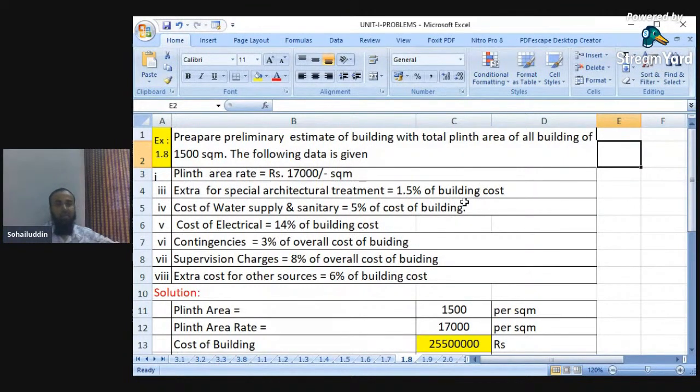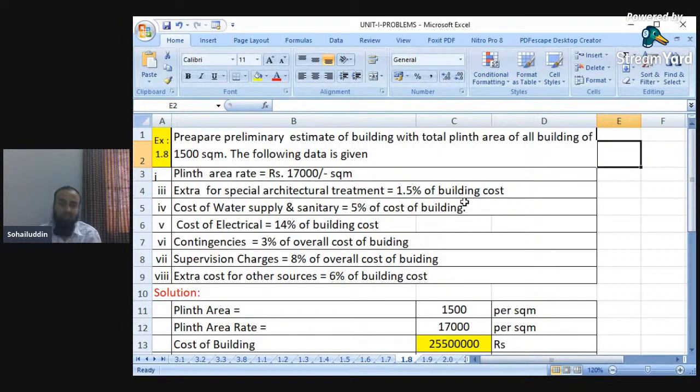Extra for special architectural treatment has been reserved as 1.5% of building cost, and the cost of water supply and sanitary has been reserved as 5% of cost of building, whereas the cost of electrical works, electrification, has been taken as 14% of building cost, whereas contingencies, as usual, 3% of the overall cost of the building. In the same way, supervision charges, engineer's profit or supervision charges, have been taken as 8% of overall cost of building. And lastly, as we have seen in the previous problem, the extra cost for other sources is directly given as 6%. So 6% of building cost.